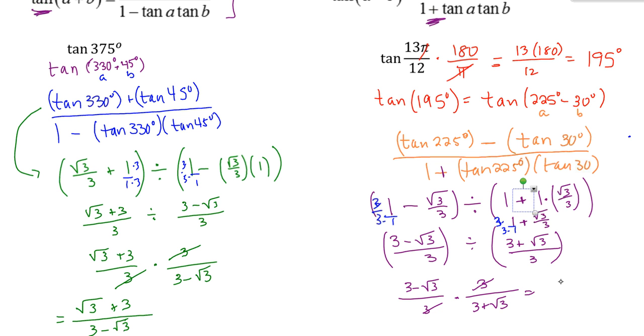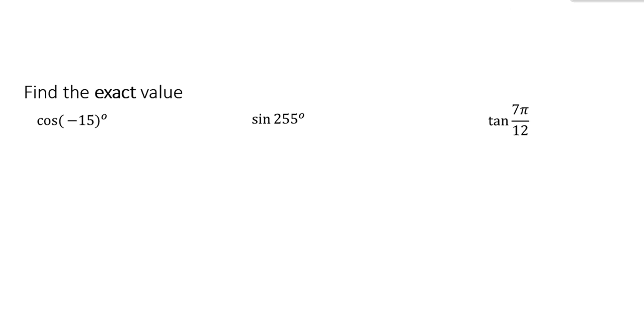Cancel. We're left with 3 minus square root of 3 over 3 plus square root of 3. And we're just going to leave it at that. All right, here's some practice problems.